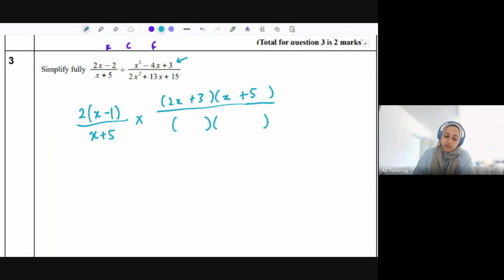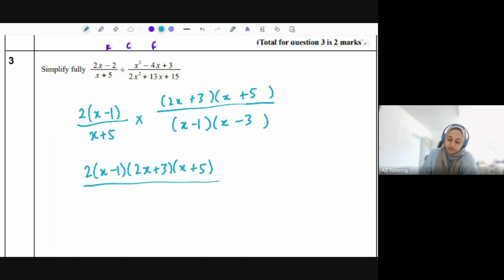And that's over. Factorizing the top. That's x in both of them. And then we've got two numbers that multiply to give us 3 and add to give minus 4, so minus 1, minus 3. Now, since we're timesing these fractions, we can combine them together. So I can just say 2 times x minus 1 times 2x plus 3 times x plus 5 all over, just put a bracket around this so you don't mess that up, x plus 5 times x minus 1 times x minus 3.